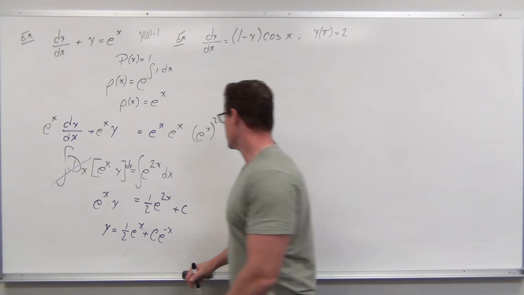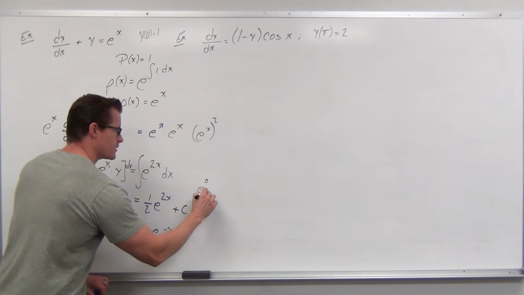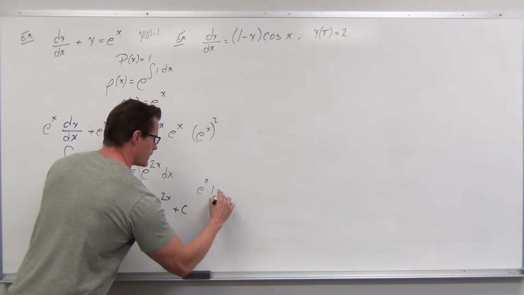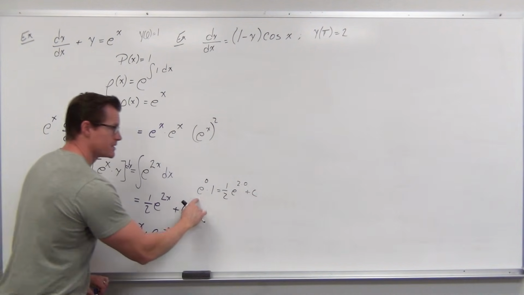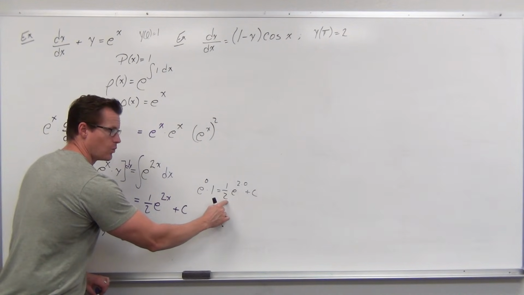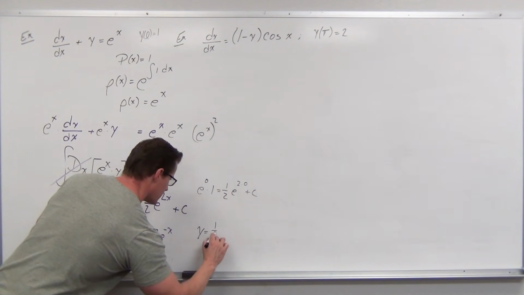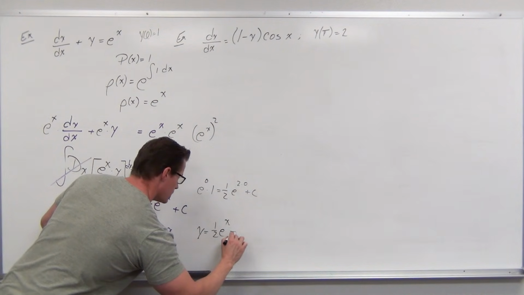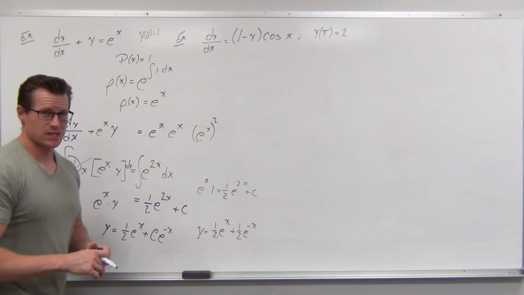So if you want to try that on your own, we'd have e to the 0 times 1. You can see this is 1. Subtract 1/2, you get c equals 1/2. And we can leave it just like that.